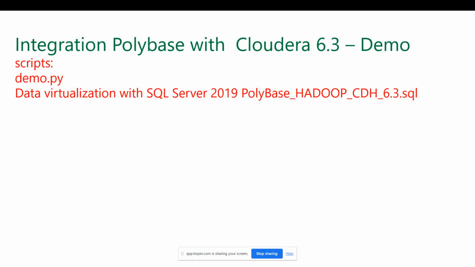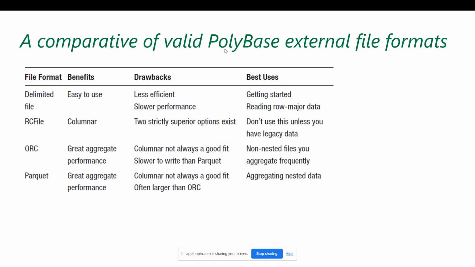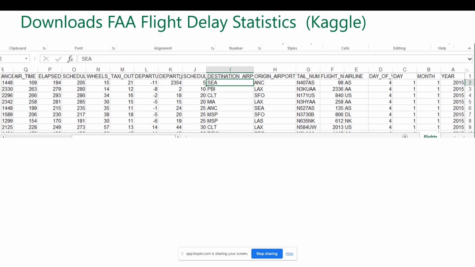When we are using SQL Server, you can use PolyBase. PolyBase enables you to connect to any data source, which is SQL and non-SQL databases. In this example, we are connecting to Cloudera. But when you're using PolyBase, Cloudera has several file formats you can connect to, which are delimited file, RC file, ORC file, and Parquet file. Each has advantages and benefits.